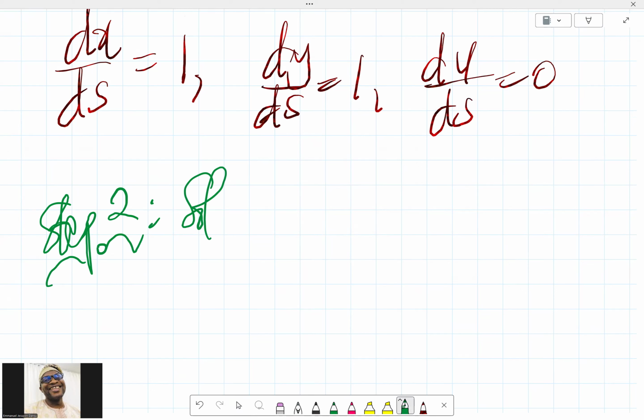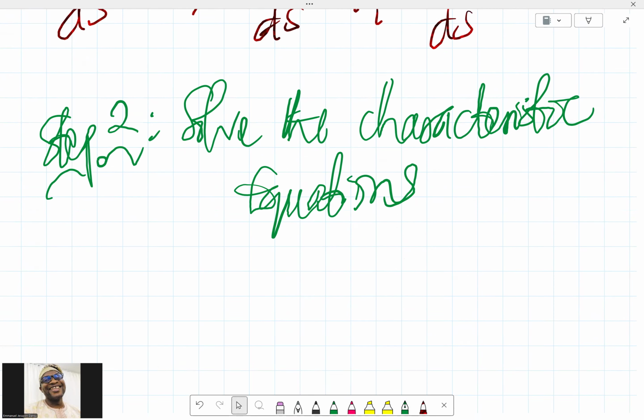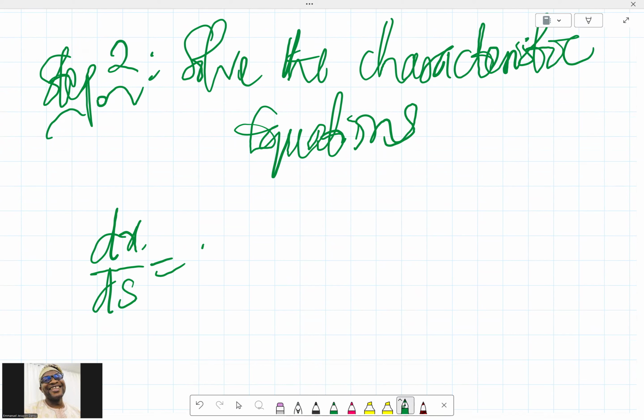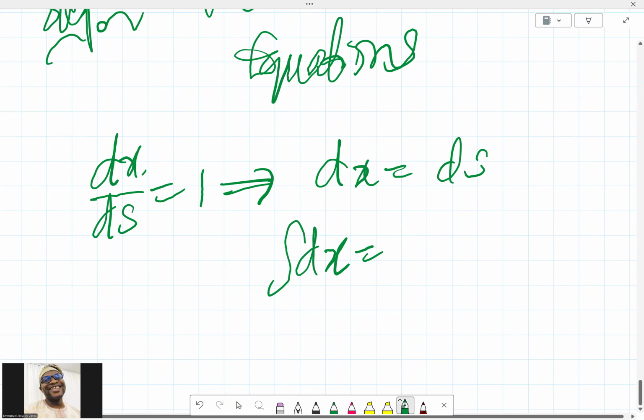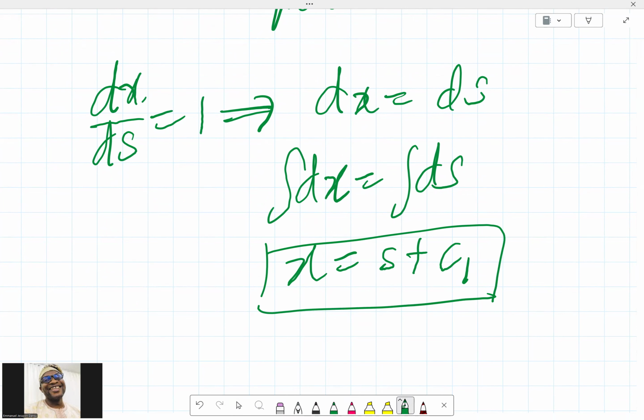In step 2, we solve the characteristic equations. How do we solve dx/ds equals 1? This is an ordinary differential equation, which we can integrate directly. We can turn that to dx equals ds. So we integrate: the integral of dx is x, and the integral of ds is s plus a constant c1. So here we have x equals s plus c1.